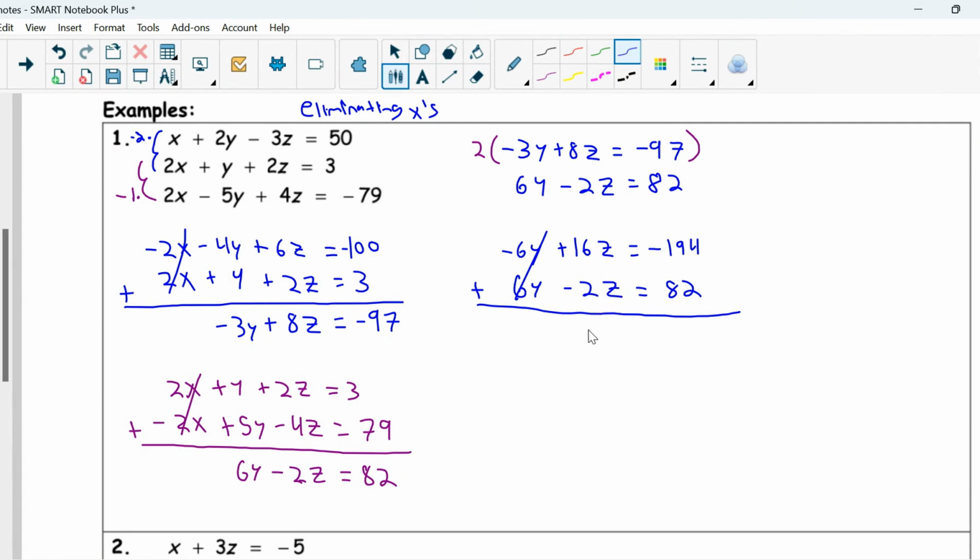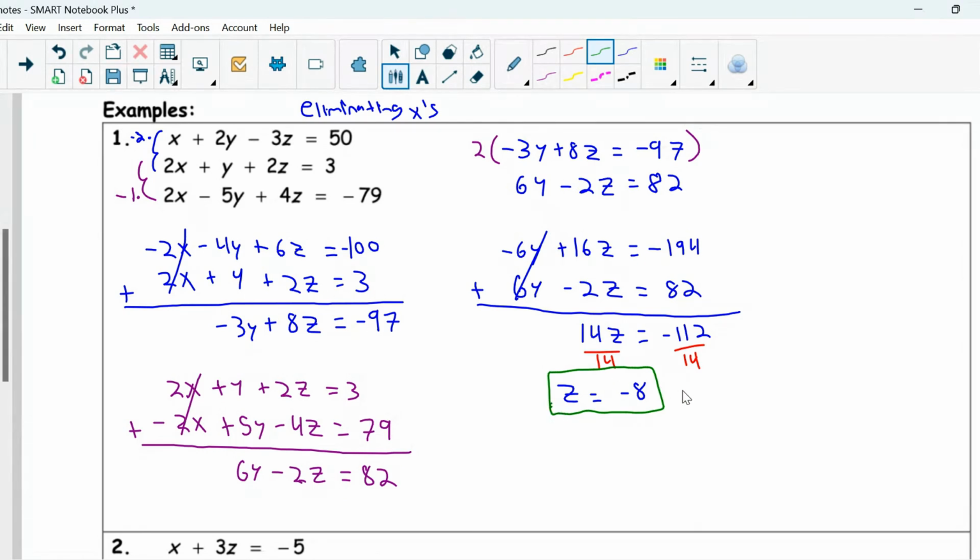16z minus 2z equals 14z. Negative 194 plus 82 gives us negative 112. So go ahead and solve for z. All we need to do here is divide by 14. And that gives us z equals negative 8, which is one of our three variables.